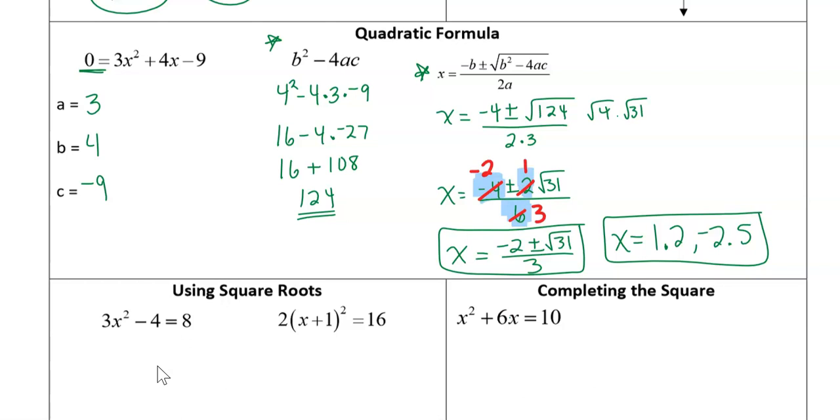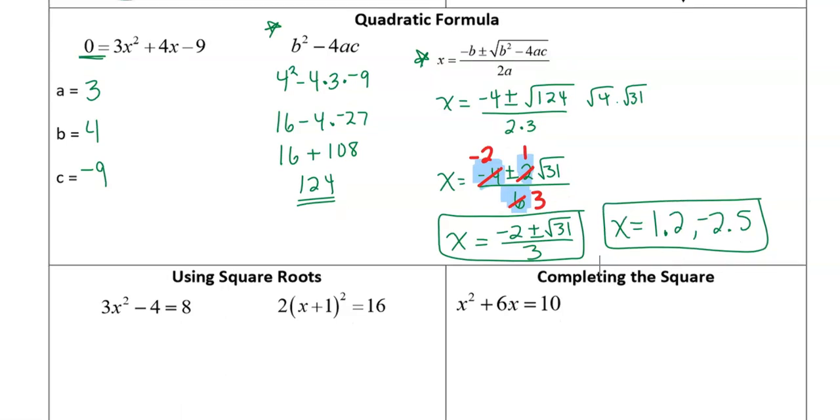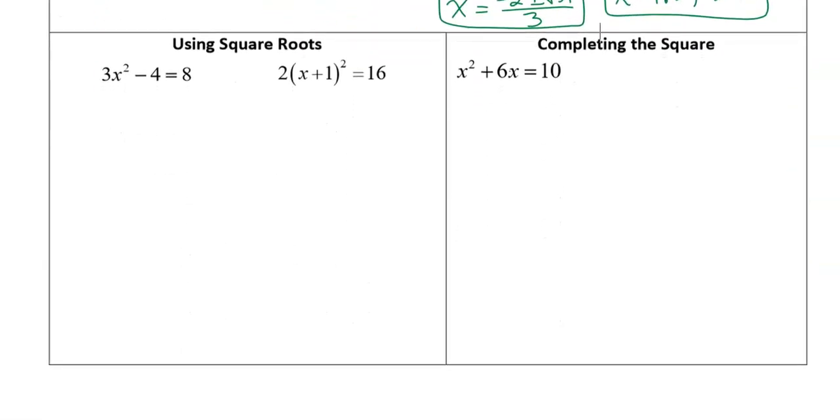Okay, next method is using square roots. So when we're using square roots, we want to keep in mind that we don't want an x term. We don't want a bx in this. You'll notice we have an ax squared and we have a c, but we don't have a bx. Our other option is if we have a binomial square, that's when this is also a good method to use when we've got square roots.